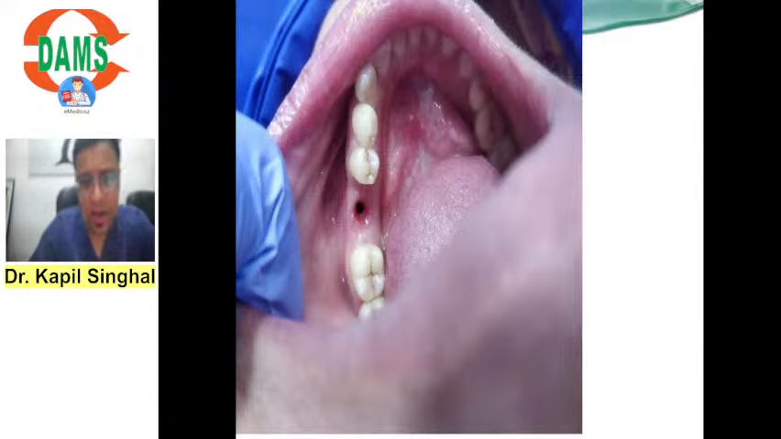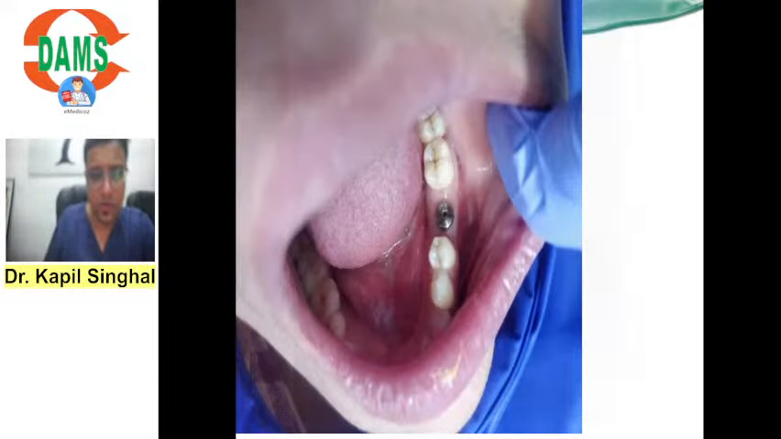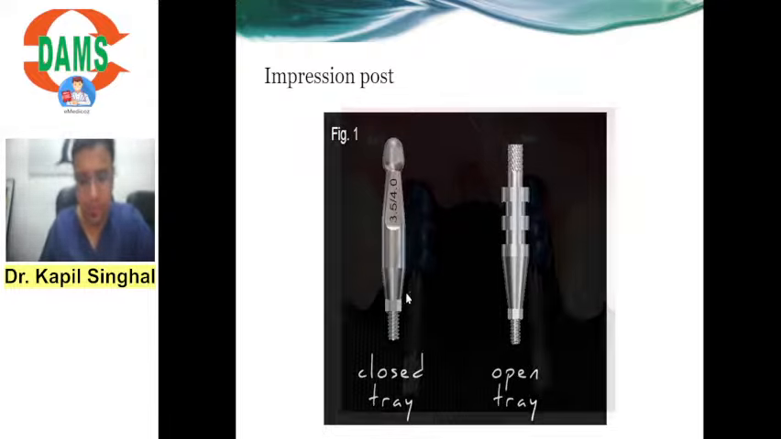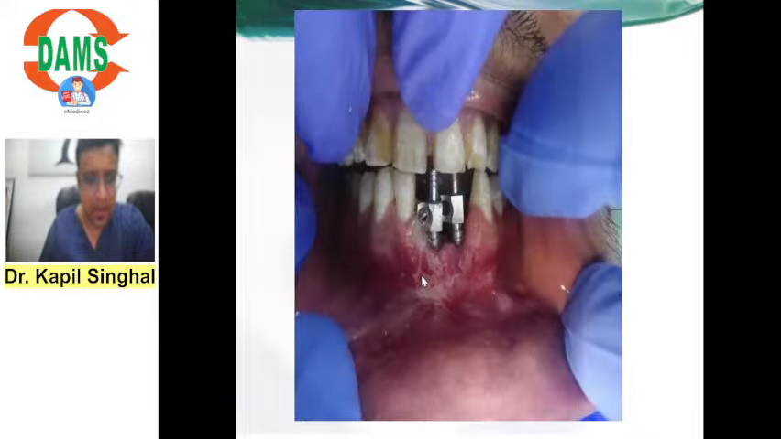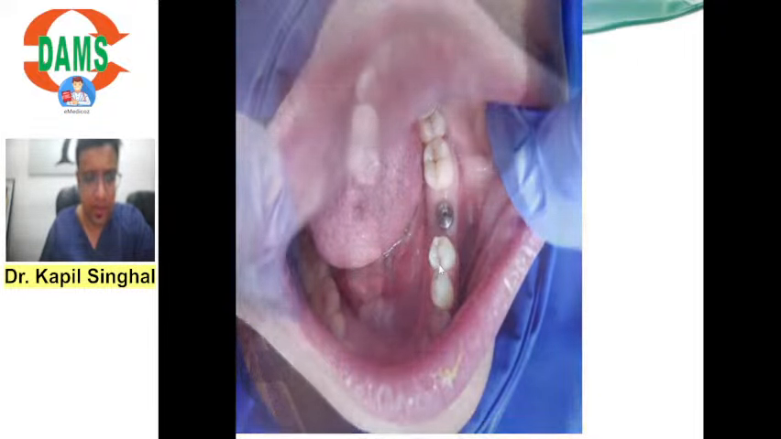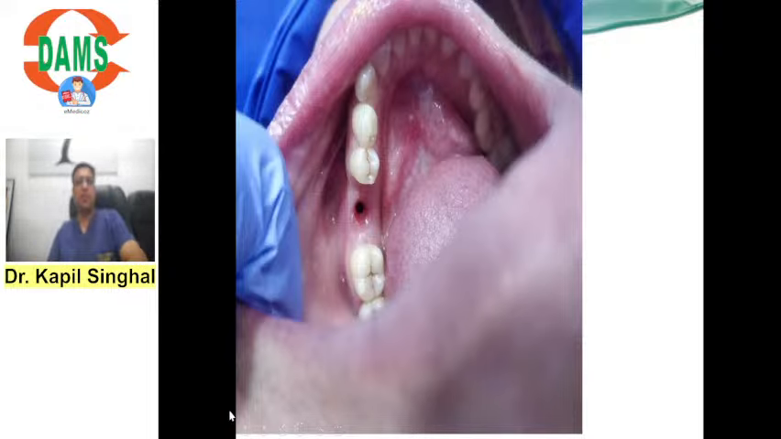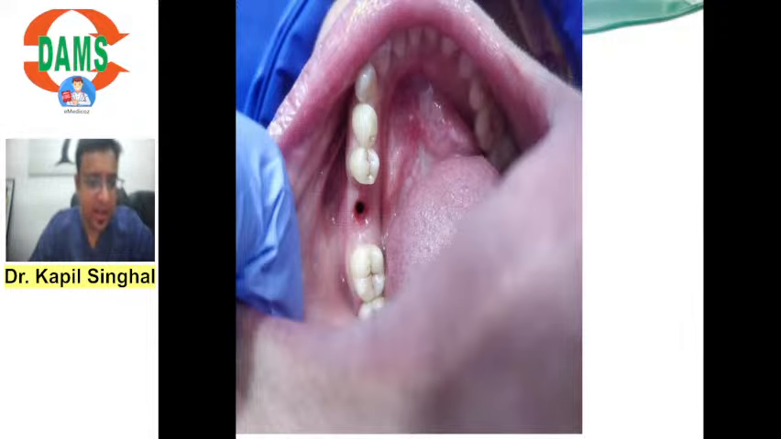Okay. So now in a closed tray impression technique, which one is the closed tray? We have used a closed tray impression post. So this one is a closed tray impression post. So I'll take my closed tray impression post and place it over this implant with my hex driver. So now I'll take a tray and it's a closed tray. I don't have to cut or open the tray anywhere.